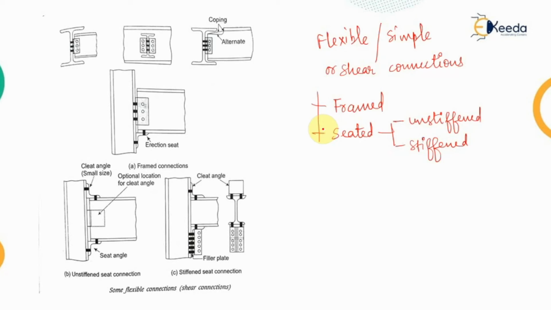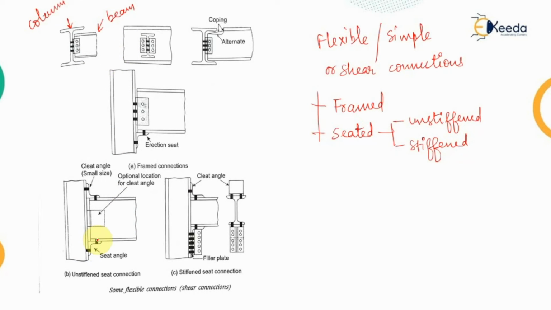So when the framed connection is to be provided, the web of the beam, so this is the beam, and this I section that we are showing here, that is the column. So when the web of the beam, because it is also an I section, so web of this I section is connected to the column part, then that type of connection is known as the framed connection.